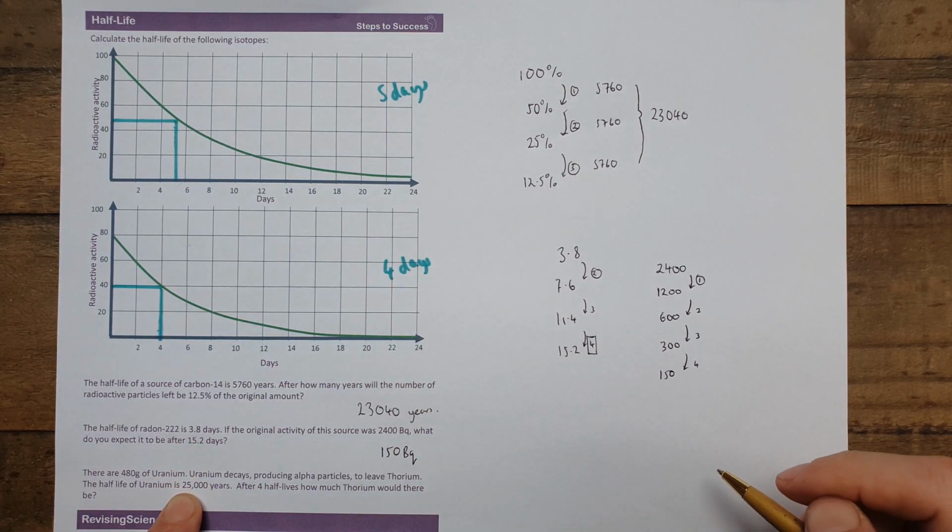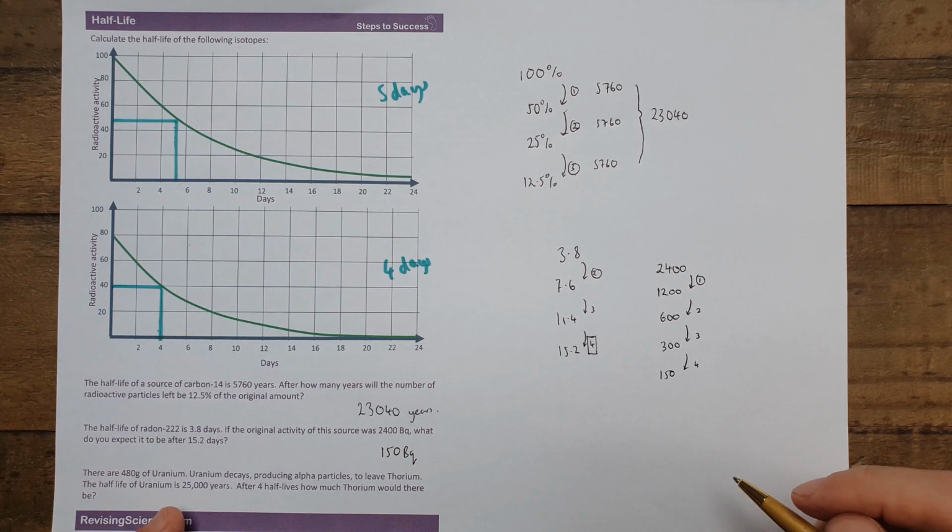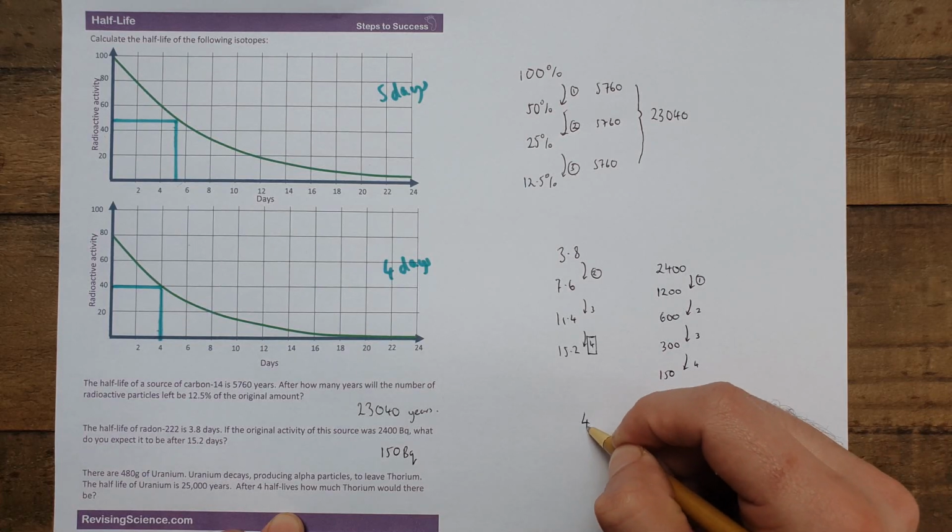The last question is a little bit trickier. It's telling us that uranium decays, producing alpha particles to leave something called thorium. It gives us the half-life of uranium, and it asks us how much thorium would there be. What we need to do is consider what would be going on.